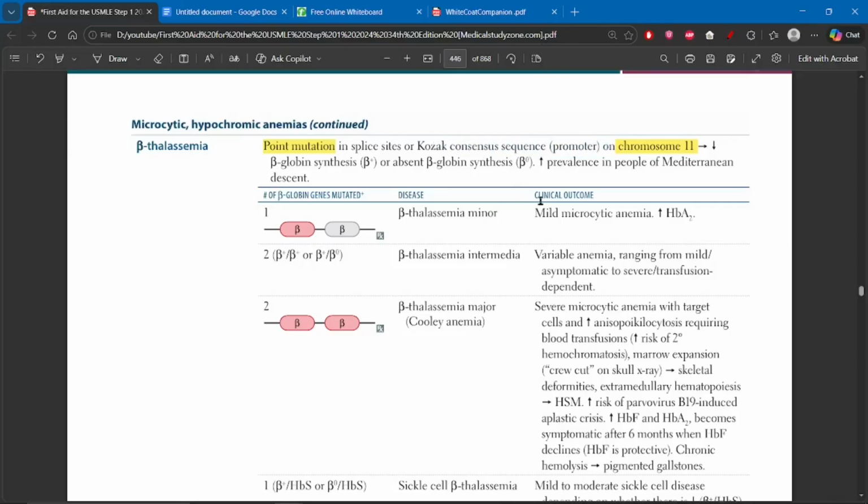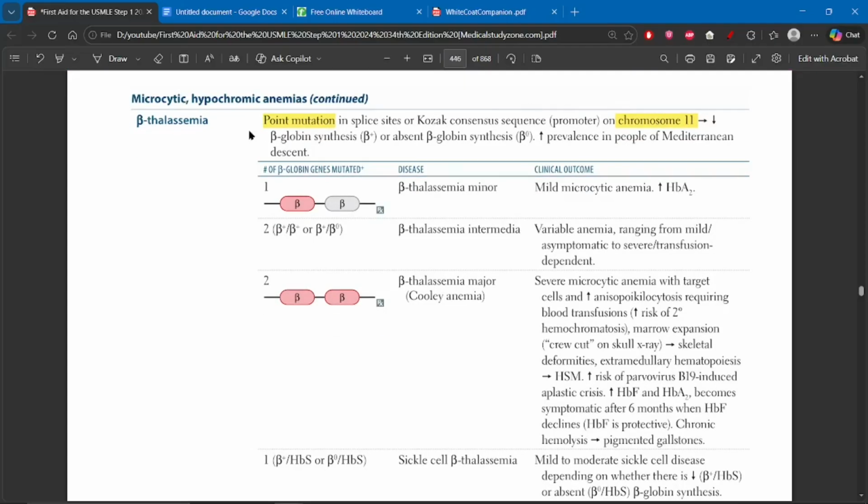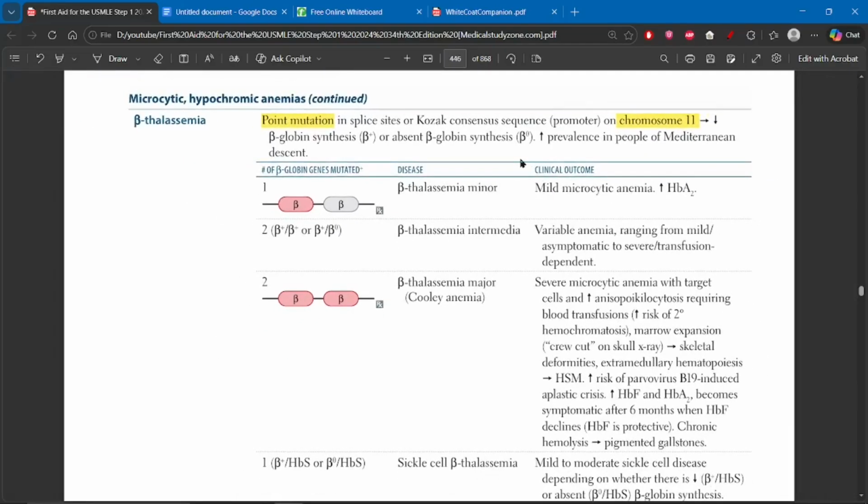So the point mutation occurs in chromosome 11, which decreases beta globin synthesis, or completely wipes it out. A partial decrease would be labeled as beta positive, and the complete absence would be labeled by beta naught. This is zero, so it's known as naught.